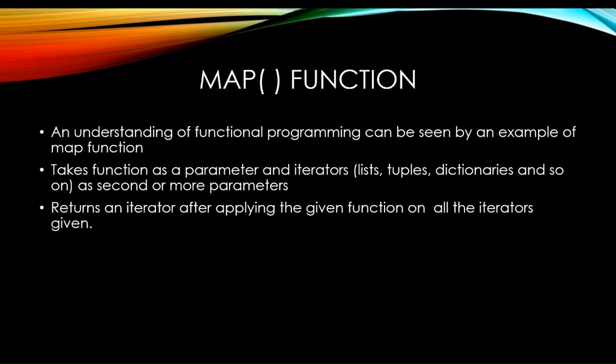An understanding of functional programming can be seen by an example of a map function, which is a higher order function. The built-in map function takes a function as a parameter and iterators as second or more parameters. An iterator is basically a list, tuple, dictionary, and so on. The map function returns an iterator as well after applying the given function to all the iterators given. This might be a little complicated to understand at first, so let's see it with an example.